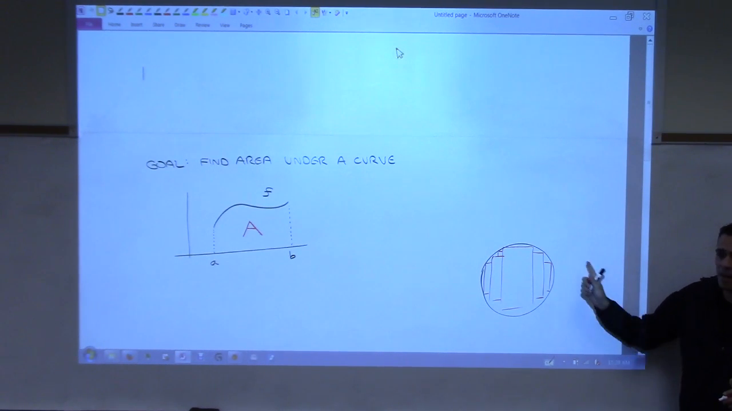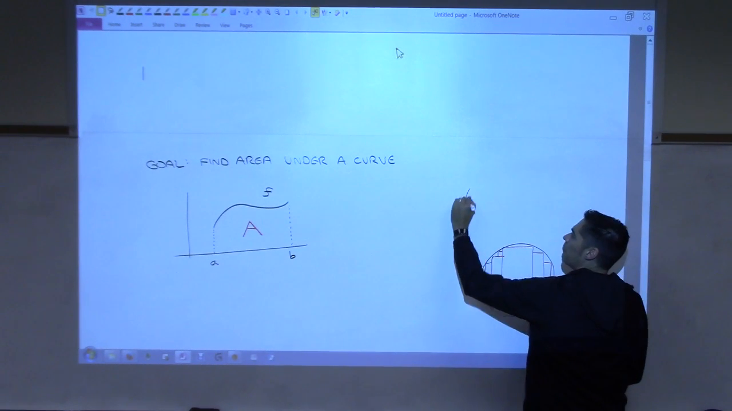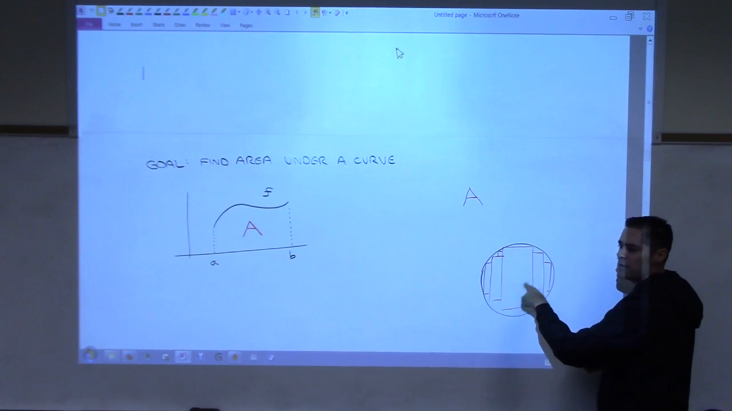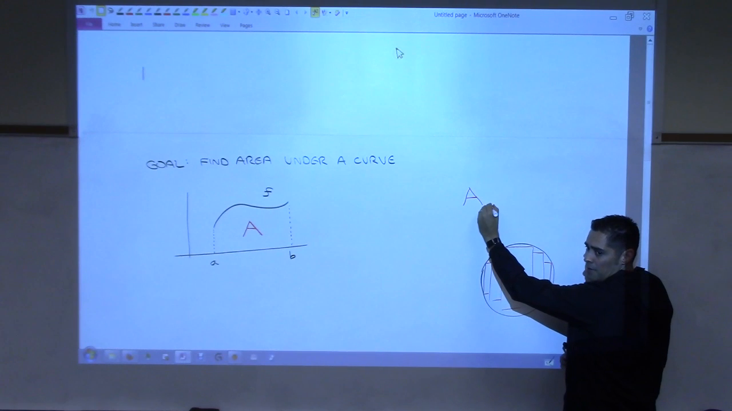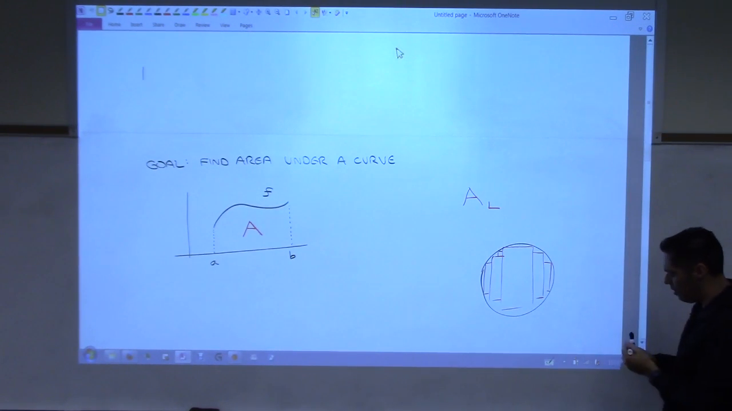And I start adding up the areas of all those red ones. And I get some area, right? For all the red ones. But that would be too low, right? That would be below the true area. That's too low. So I'm going to say that's the lower area.